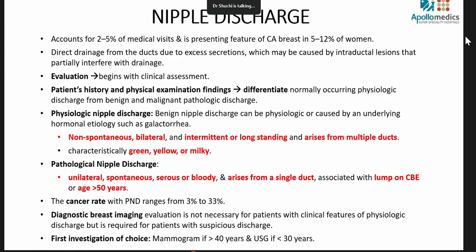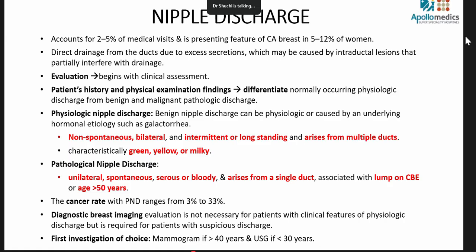Third most common, first we had mastalgia, then breast lump, then nipple discharge. This is the third most common complaint in females. It is the presenting feature in carcinoma breast in 5 to 12% of females. What happens is excess secretions come into the ducts because something is obstructing the duct, so they are not able to drain and come out through the nipple. So some obstruction has to be there, unless obviously the patient has hyperprolactinemia and all those things.